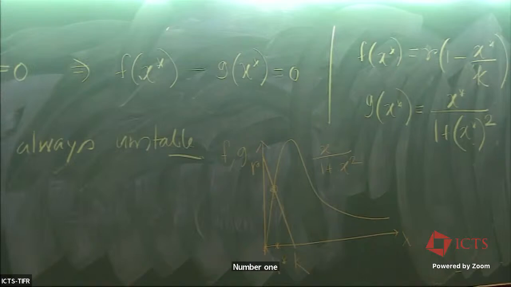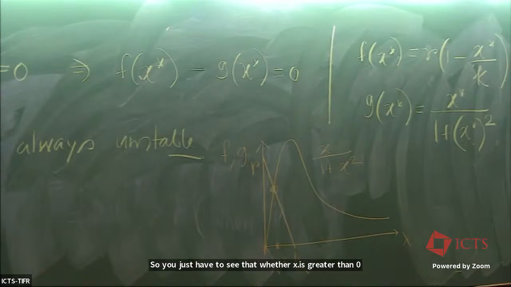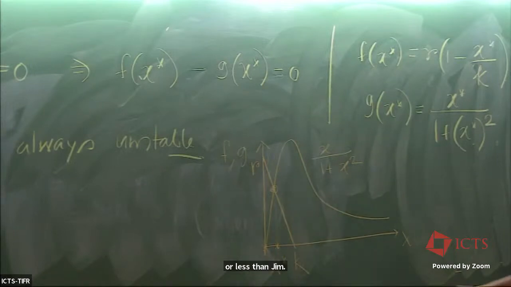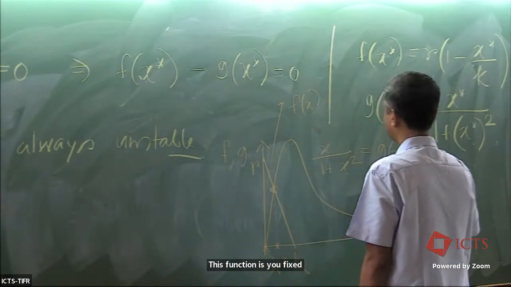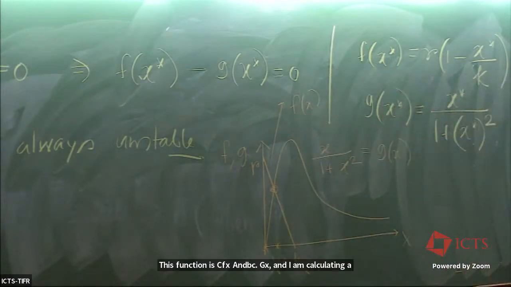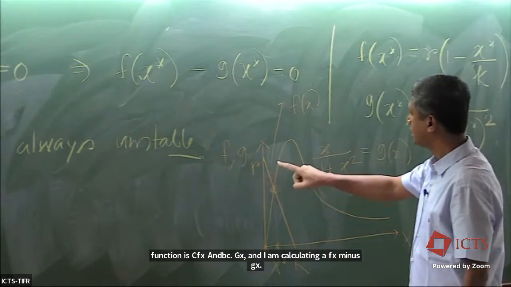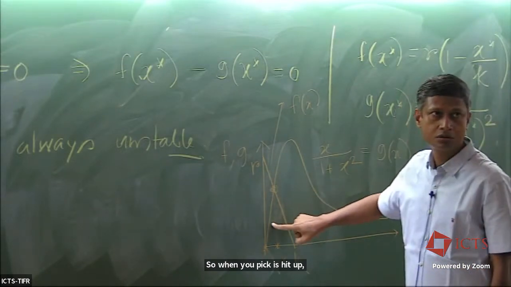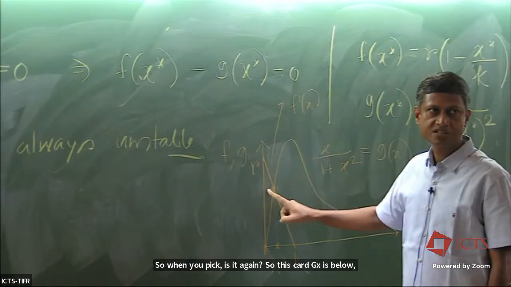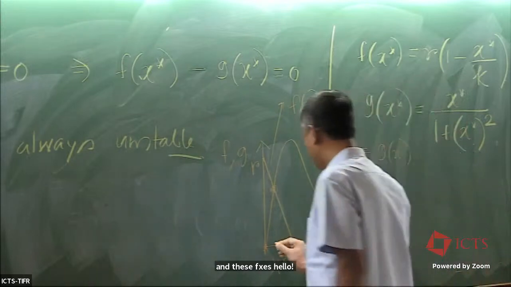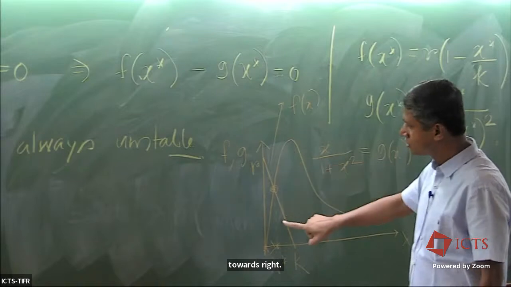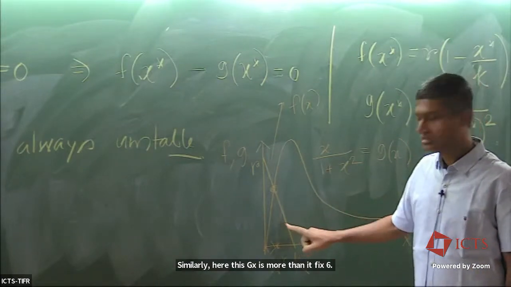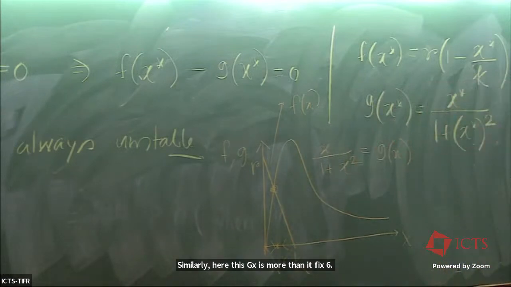So you just have to see whether x dot is greater than 0 or less than 0, right? So this function is fx and this is gx, and I am calculating fx minus gx. So when fx is greater, this curve gx is below and this fx is above, so fx minus gx will be positive, so motion will be towards right. Similarly here, this gx is more than fx, so x dot will be less than 0, motion will be in that direction, right?